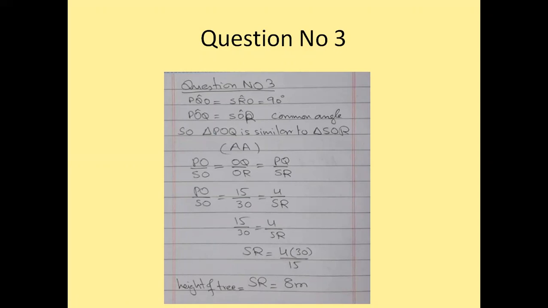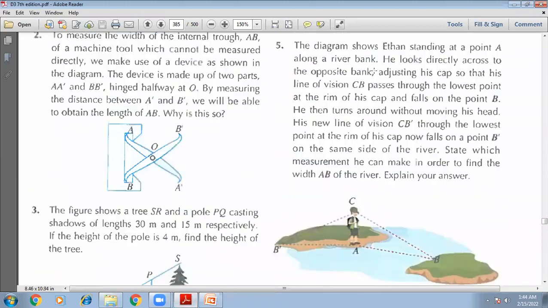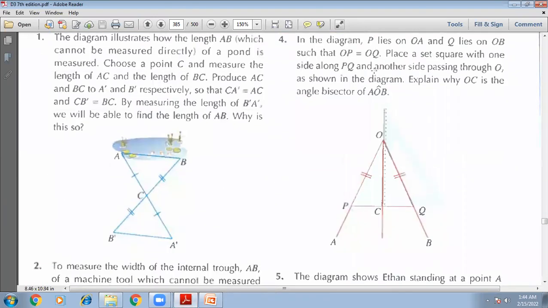I hope you understand how we have proven that those two triangles were similar to each other. And then because they were similar, by using the ratio of the corresponding sides of the similar triangles, we are able to find the height of the tree. I hope that you have understood this question. Okay, so let's move to the next question.